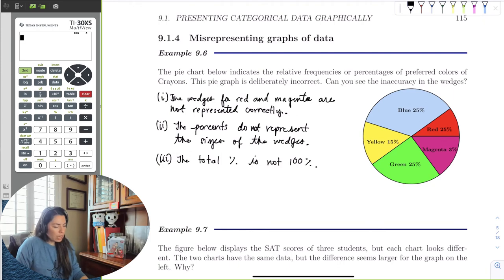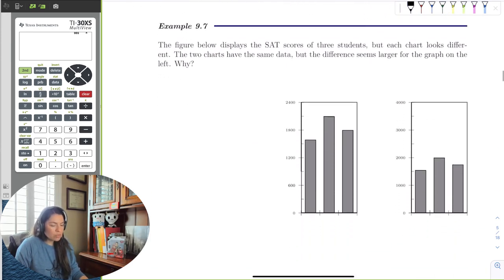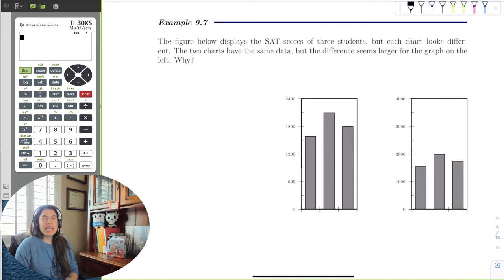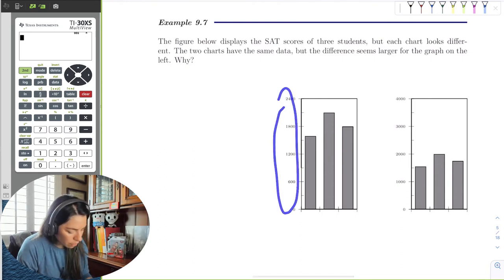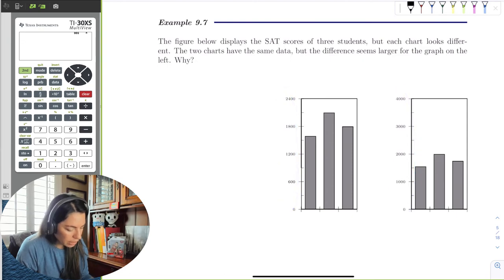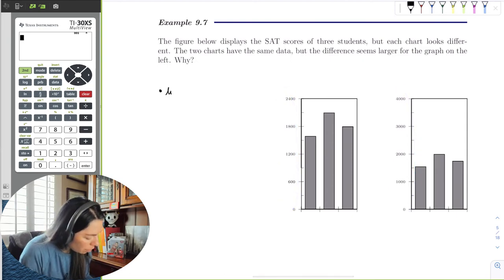Okay, so that's one way where it's totally misrepresenting data completely. The next one is not a full misrepresentation, but it's presented not in the best way. So here are the two charts. They're the same exact data. But why do the bars on the left look different than the right if the data is all the same? So let's look at some differences here. The first difference I see is, of course, the tick marks on the frequency side, right? So we could say the tick marks are different.